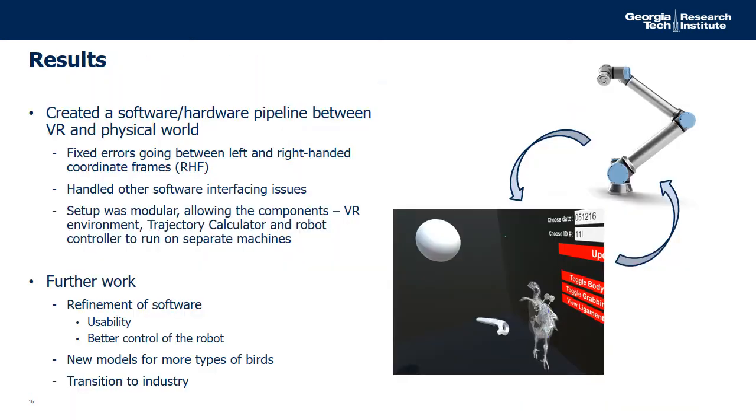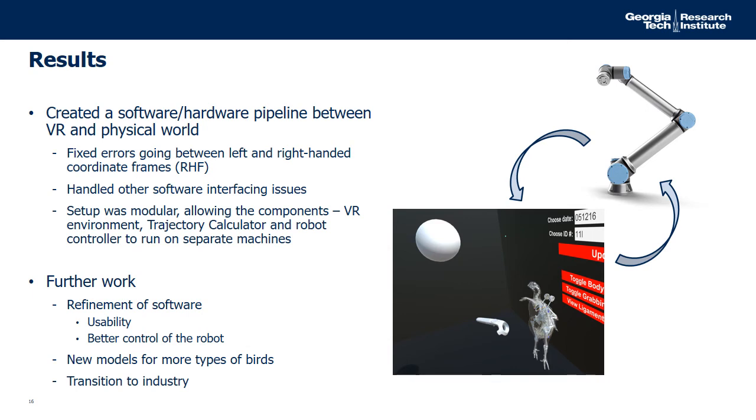Our research created the initial software-hardware pipeline between VR and the physical world. This included fixing errors going between left and right-handed coordinate systems, as well as handling many software interfacing issues. The entire software communication pipeline setup is modular, allowing the components, the VR environment, the trajectory calculator, and the robot controller to run on separate machines. The initial version was tested, but further tests with the physical robot on real birds were not achieved.